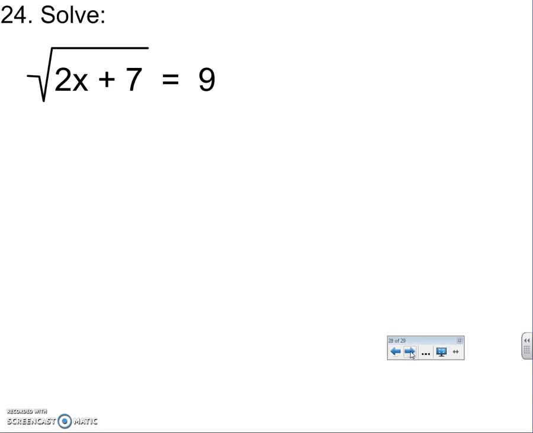24, solve this. It's a square root. Remember, square roots and square powers are opposites of each other. I'm going to square both sides. Square root and square power cancel out, leaving just the inside, 2x plus 7. 9 times 9 is 81.